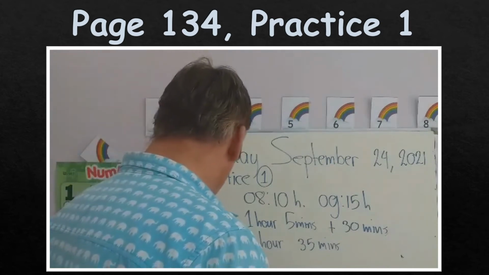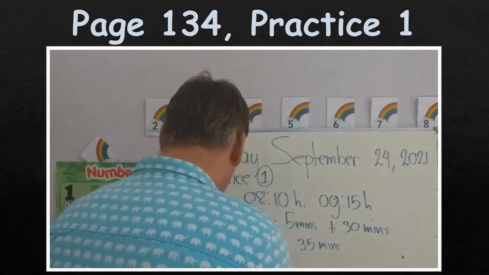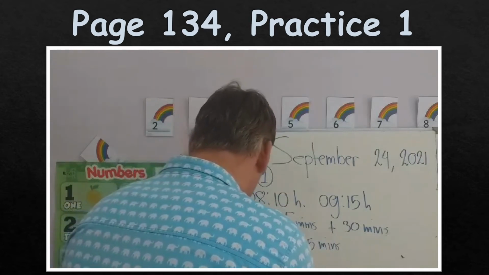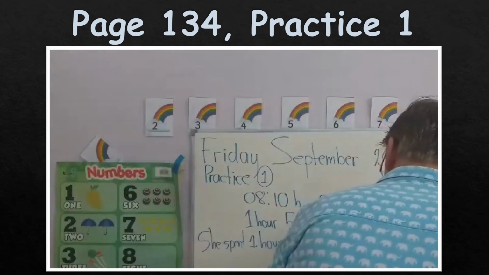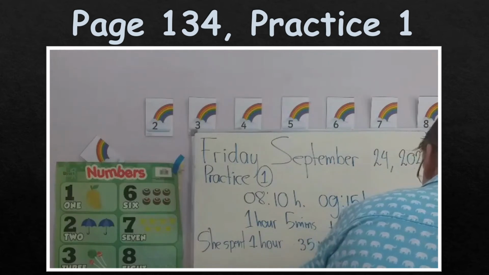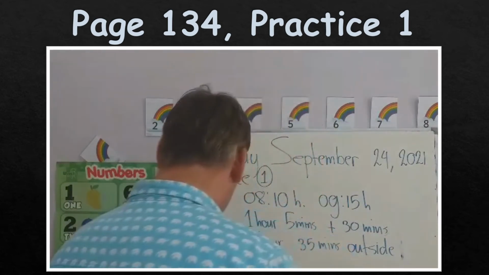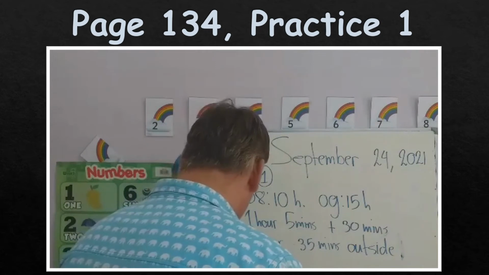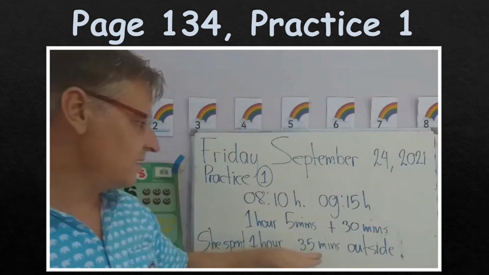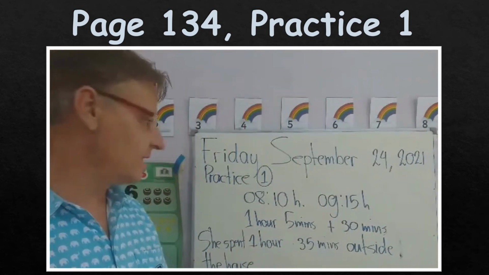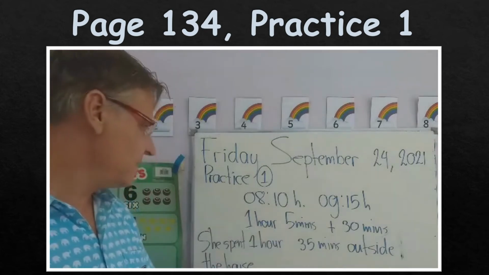So let's fill that in. So the answer is she spent 1 hour 35 minutes outside the house. Okay, so that's the answer. She spent 1 hour and 35 minutes outside the house. Okay, so you can stop the video, fill in the information, and then play again. We do practice number two.